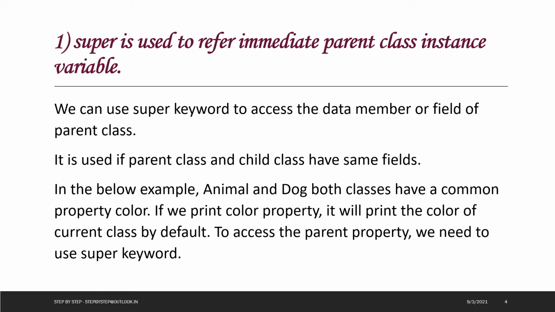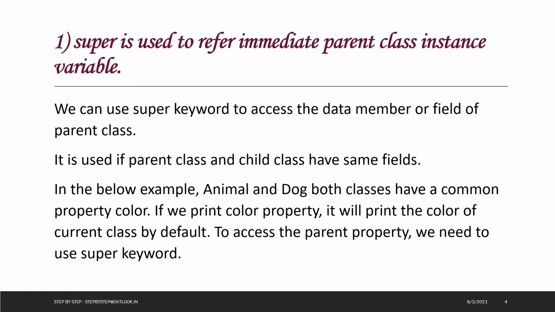The first use of the super keyword. Super is used to refer to the immediate parent class instance variable. So we can use the super keyword to access the data member or field of the parent class. It is used if the parent class and child class have the same fields. So when do we need to use this super? When the parent class and child class have the same fields.